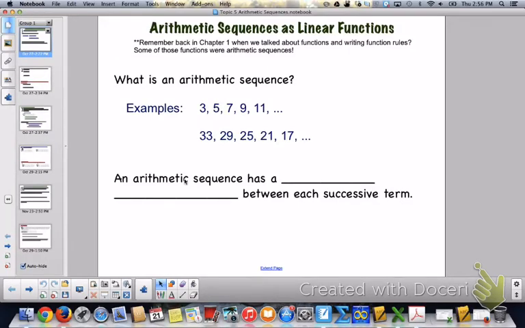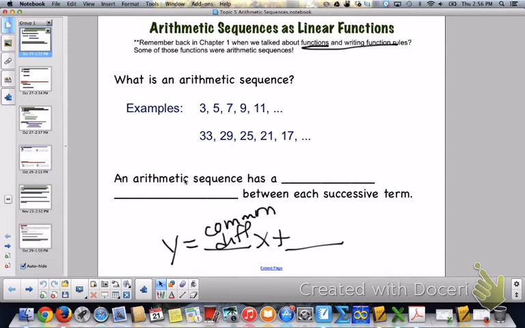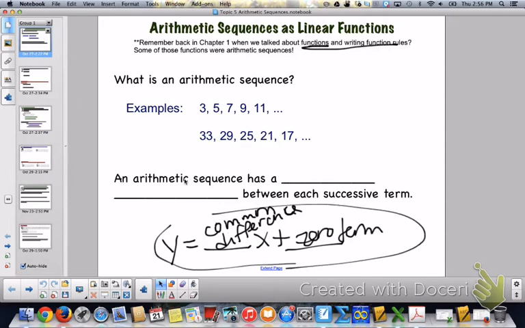All right, arithmetic sequences as linear functions. So you need to remember back to chapter 1. In chapter 1 we talked about functions and writing function rules. We did something like this. This was a common difference. And this was our zero term. So when we did those types of equations, we wrote those equations. Some of those were arithmetic sequences.